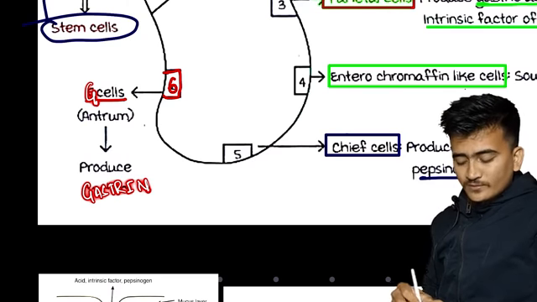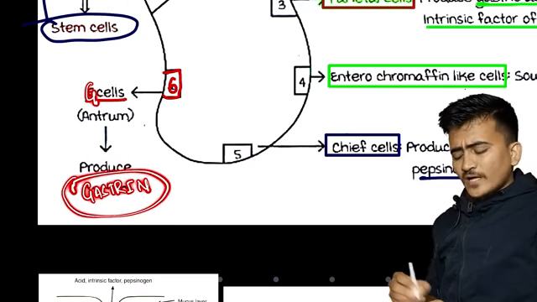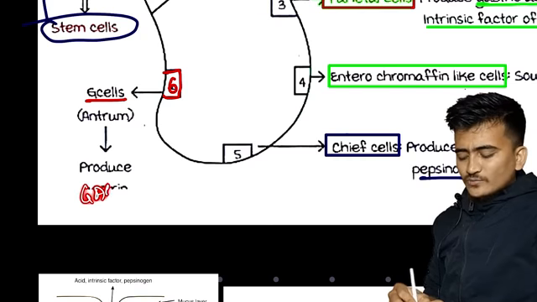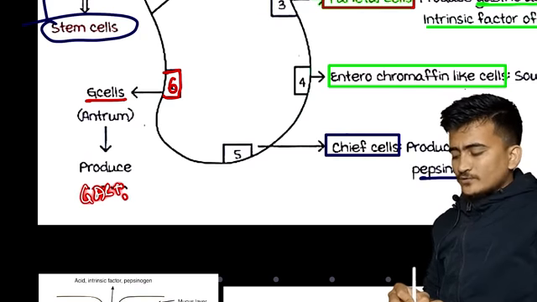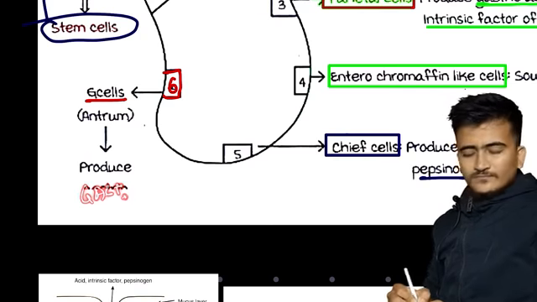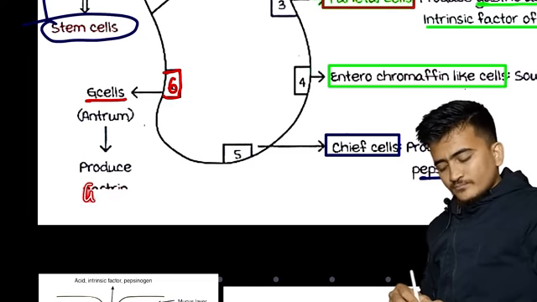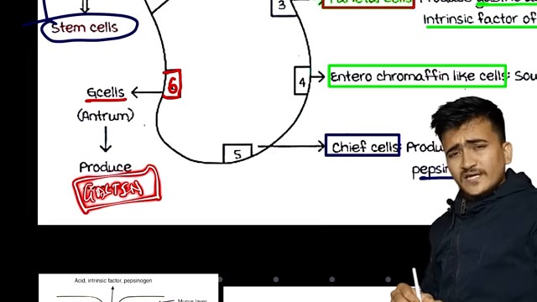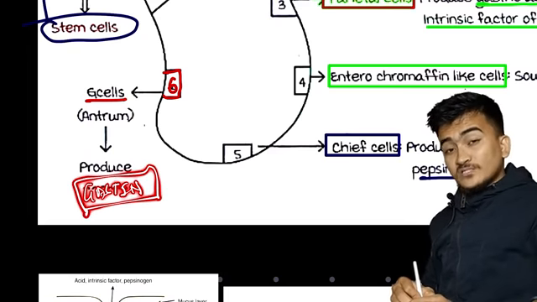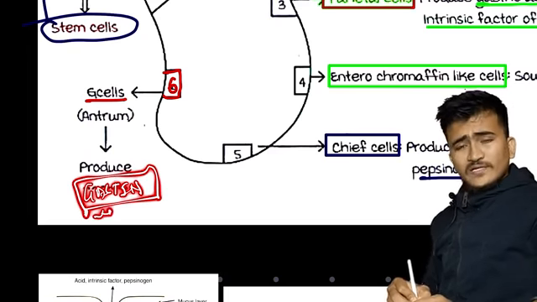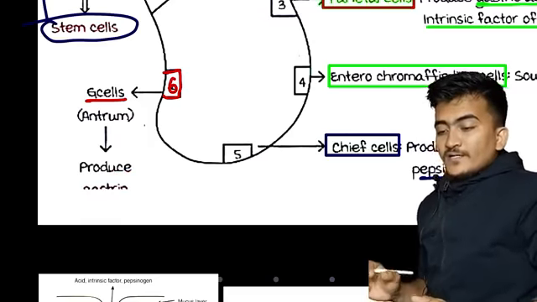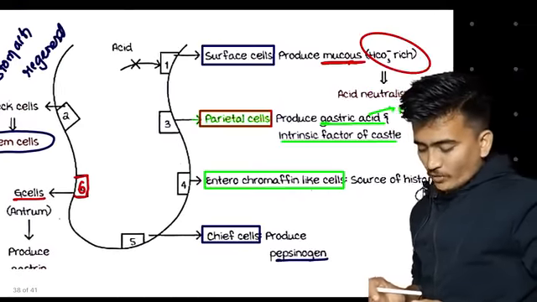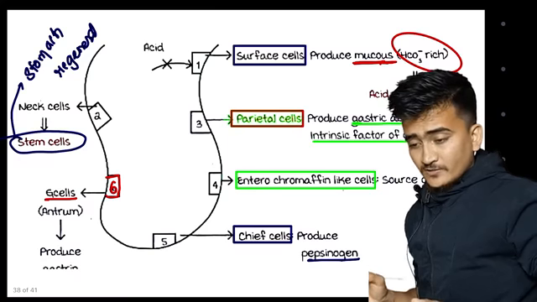Gastrin, okay, these are secreting gastrin. Now we will learn about these gastrins and the other different hormones present in our GI system in the hormonal secretion part. So right now, only gastrin. Okay, this was all about the different cells right here.